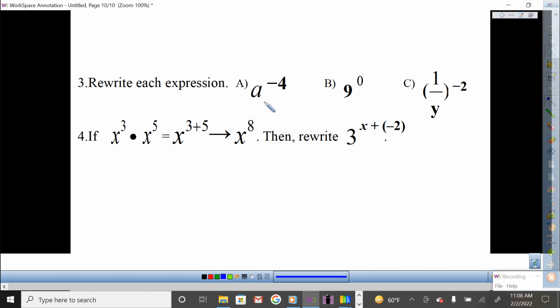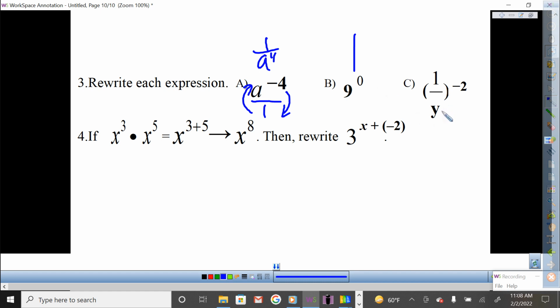A for Miguel. What'd you get, Miguel? Okay. Then help him out, Sky. 1 over 1, the reciprocal. So then this becomes 1 over a to the positive 4. And we got that? Okay. 3B. Everyone, 1. Yes, by now any number to the 0 exponent is 1.